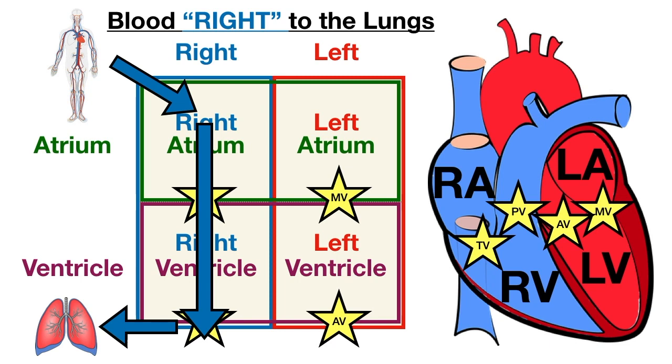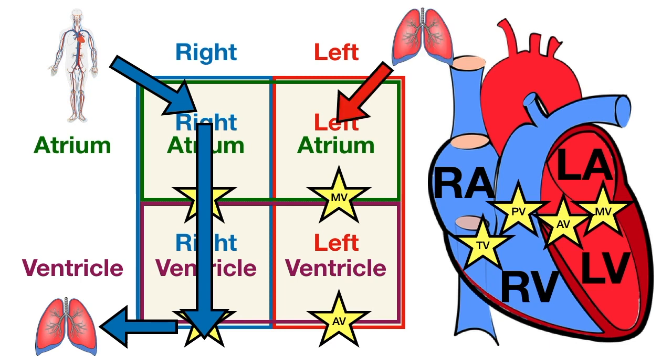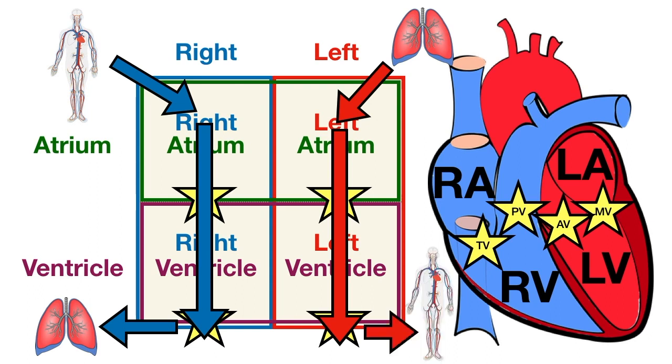The oxygenated blood then travels from the lungs and enters the left side of the heart, specifically the left atrium. Blood will then travel from the left atrium through the mitral valve and enter the left ventricle. The blood will then exit the left ventricle through the aortic valve to be delivered to the rest of the body.